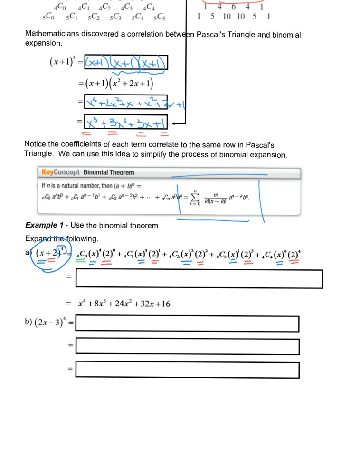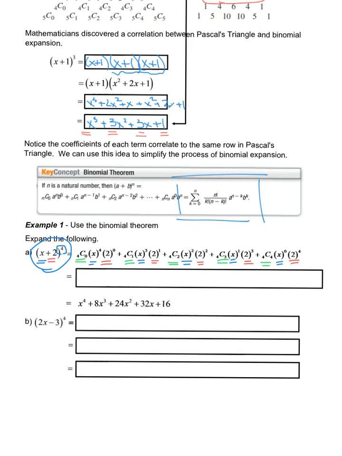And then your last step in using the shortcut is the combinations. So we always start with n being your power. So we have 4 choose 0, 4 choose 1, 4 choose 2, 4 choose 3, 4 choose 4. At that stage, all it is is math to simplify things down.